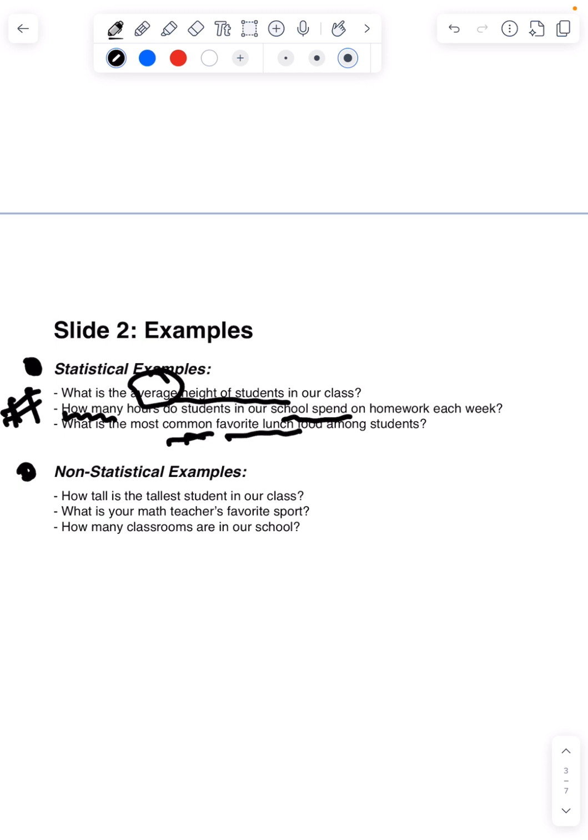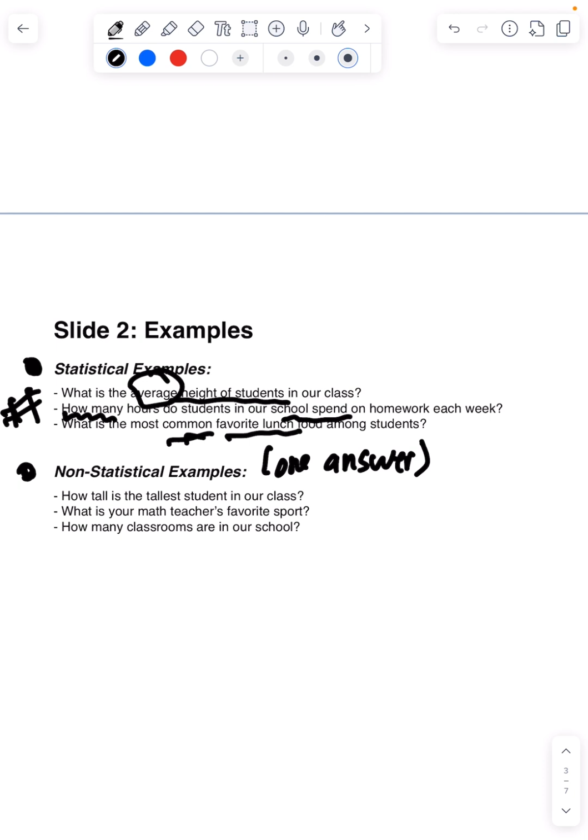On the other hand, we have non-statistical examples, right? That means it would have only one answer, no matter who you're asking. So in this case, how tall is the tallest student in our class? If you're asking that question, we would figure out who's the tallest, and then we would all say it's George or it's Maria. Once we figure out who it is, there is one person who is the tallest.